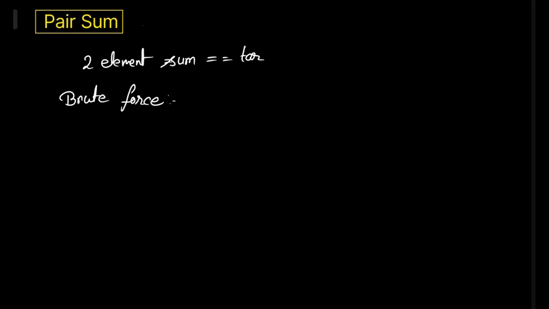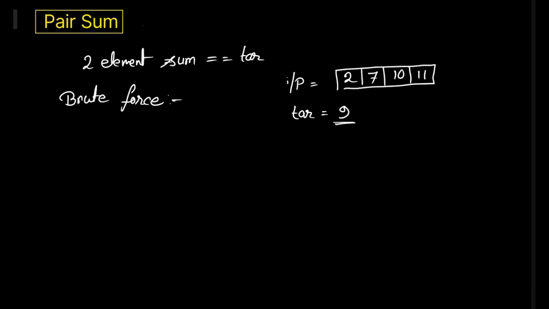In brute force approach first check what will be our input. Suppose there is an array and the elements are 2, 7, 10 and 11 and our target is 9. We have to check what are the two elements that, if we sum them, will be equal to our target value. Here the 2 and 7, sum of these two elements is equal to 9.